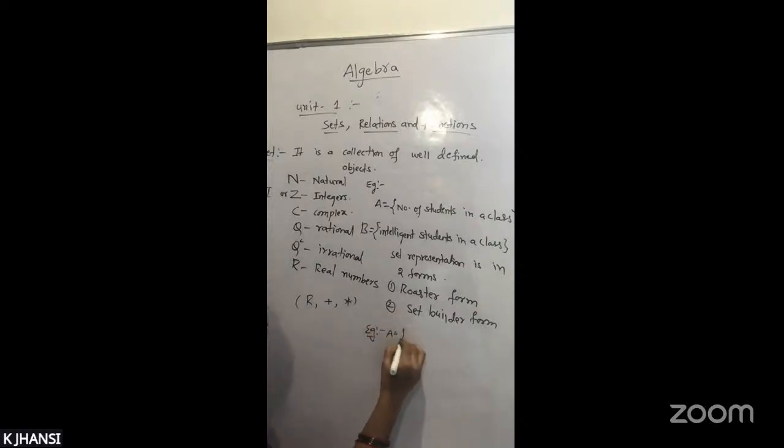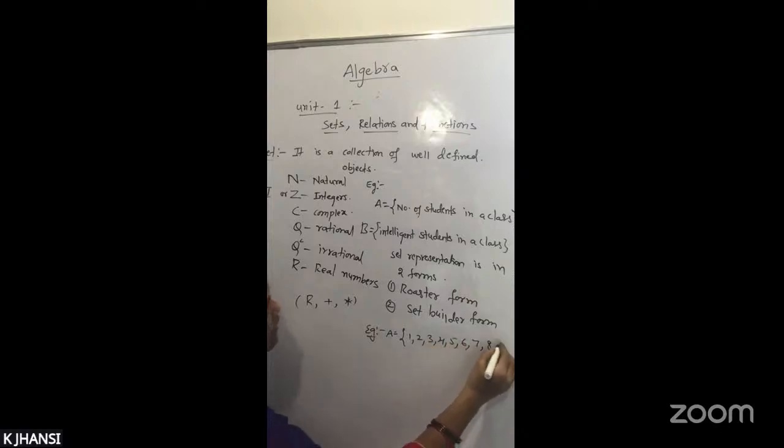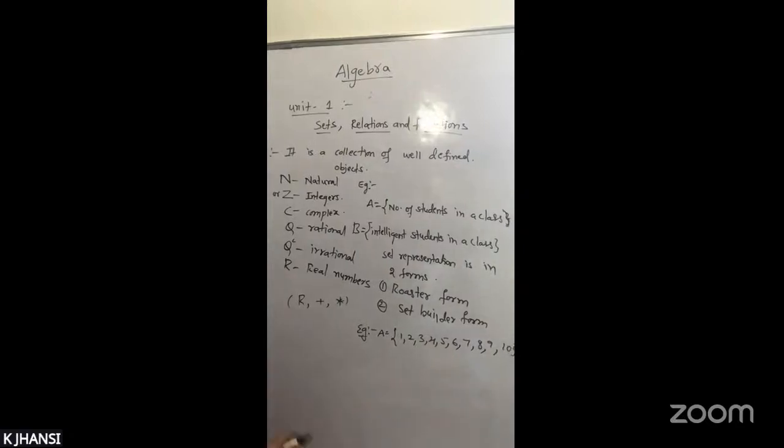A is equal to the set 1, 2, 3, 4, 5, 6, 7, 8, 9, 10. So for the set A, we are writing the natural numbers from 1 to 10. Whenever we write like this, it is called the roster form. Usually some of the problems will represent a set in the roster form, and theorems will represent it in the set builder form. We can write this in the second form also.